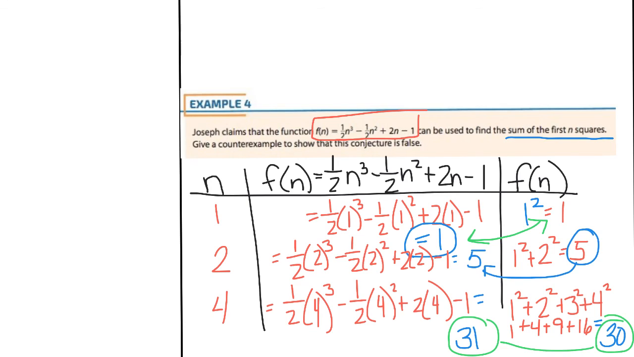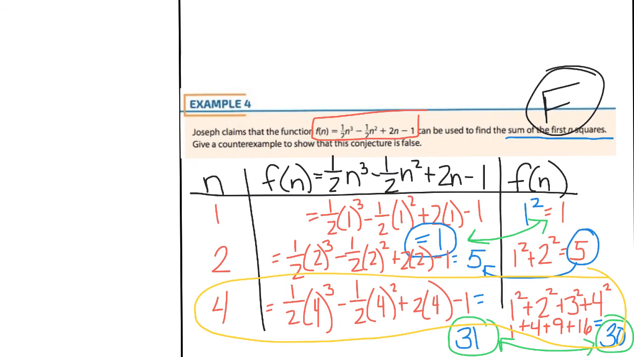These two are not the same. This one example right here has proved Joseph's conjecture false. So we can say false, Joseph. Okay? All right.